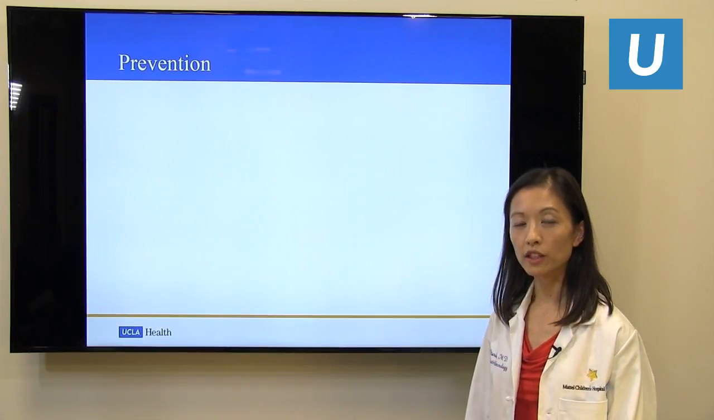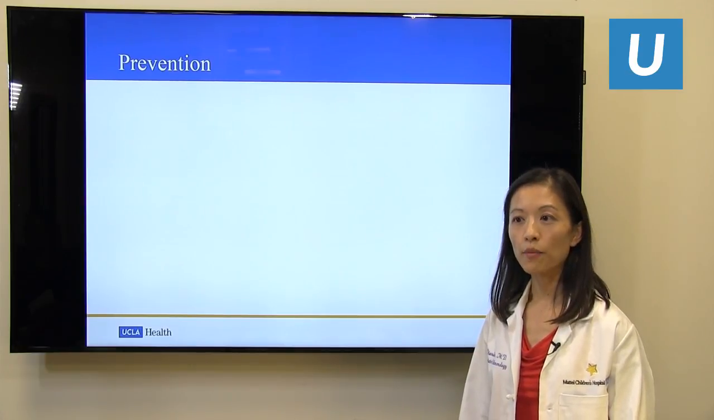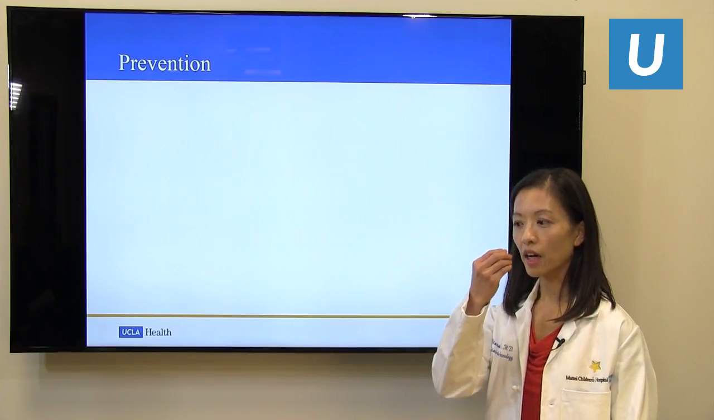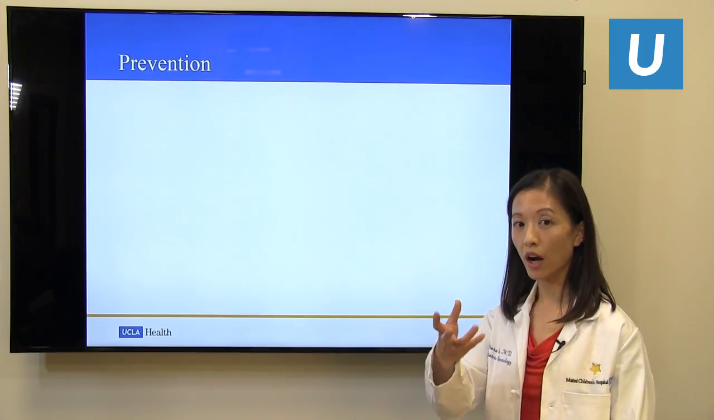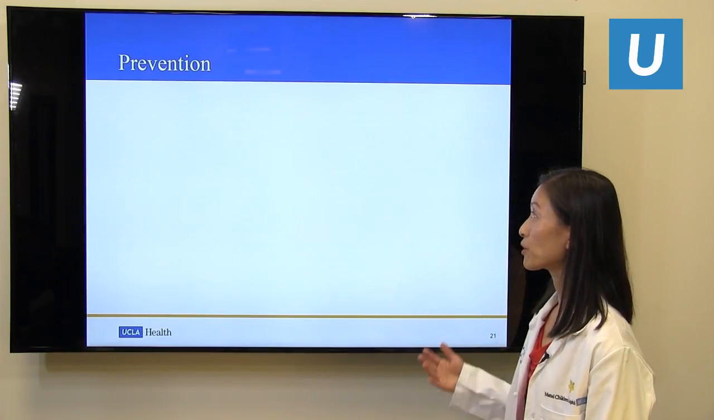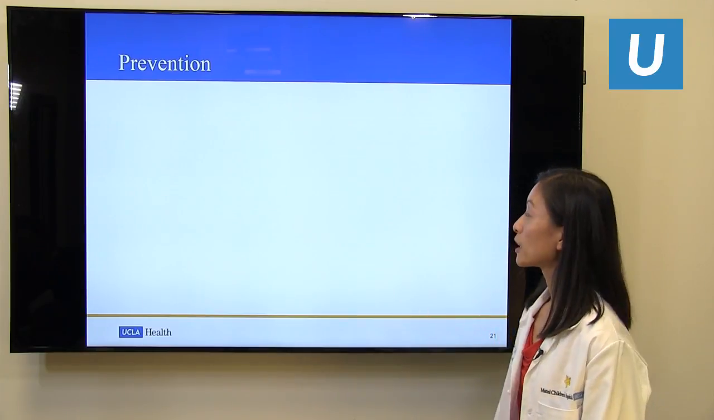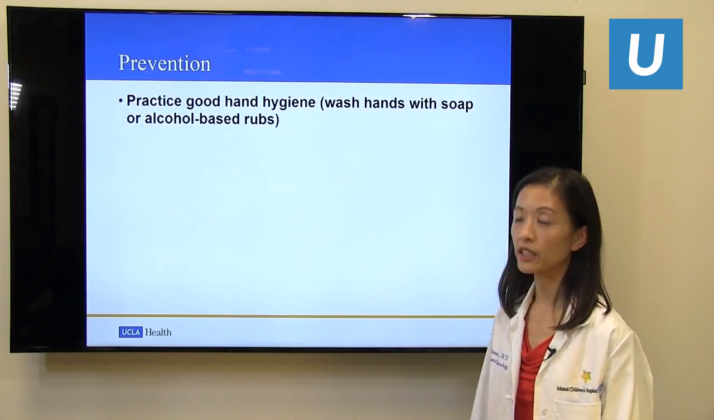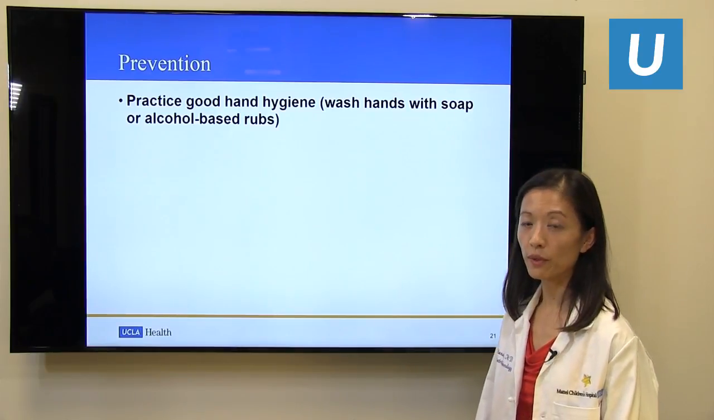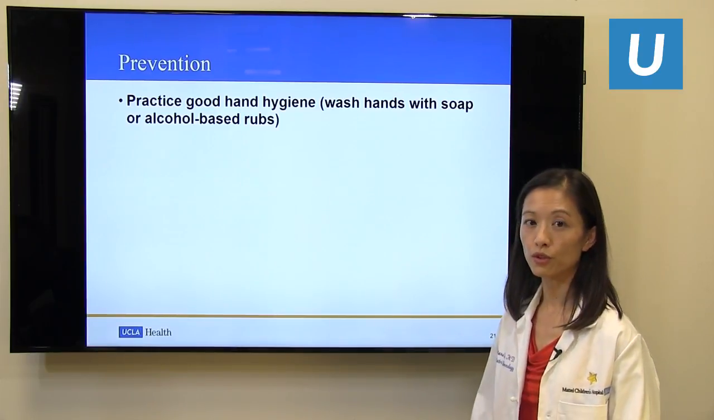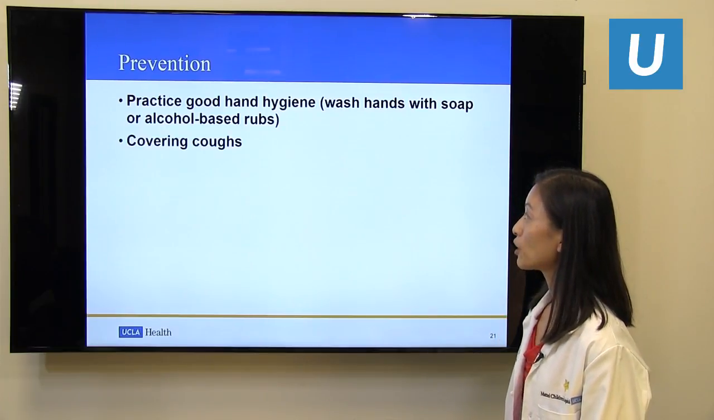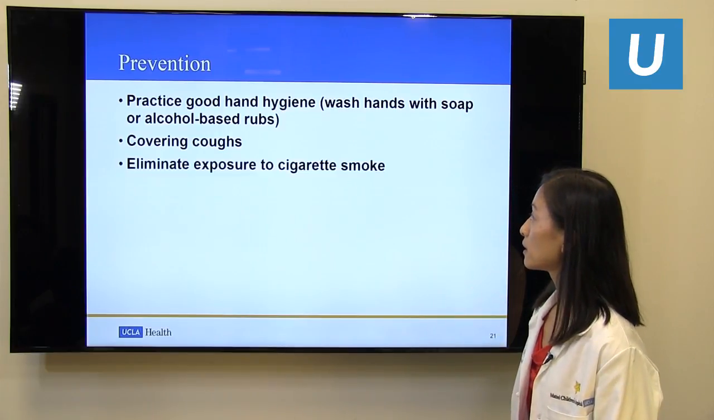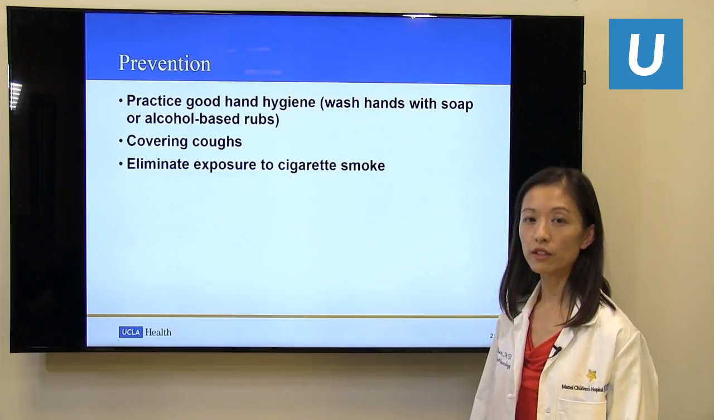Because bronchiolitis is caused by a virus, viruses are spread by droplets of particles that come out of our nose and mouth when we cough and when we sneeze. And so prevention is very important. The number one prevention for bronchiolitis is to practice good hand hygiene. And that includes washing hands with soap and using an alcohol-based rub if there's no soap available. Also, covering your coughs. You want to cover your coughs with your sleeve rather than your hand. And eliminating exposure to cigarette smoke.